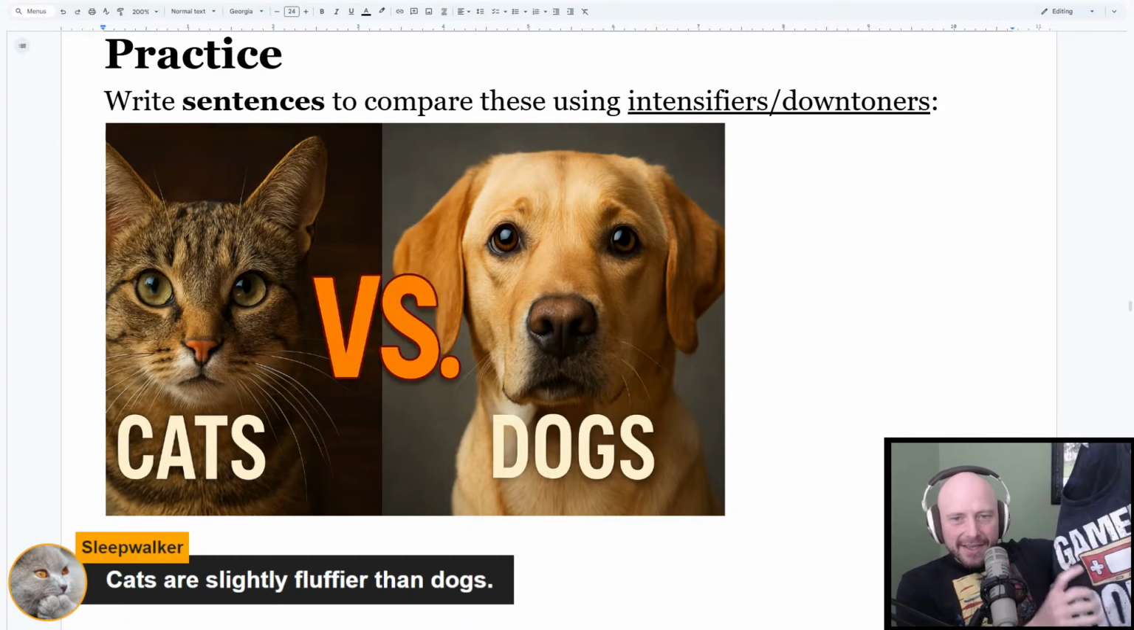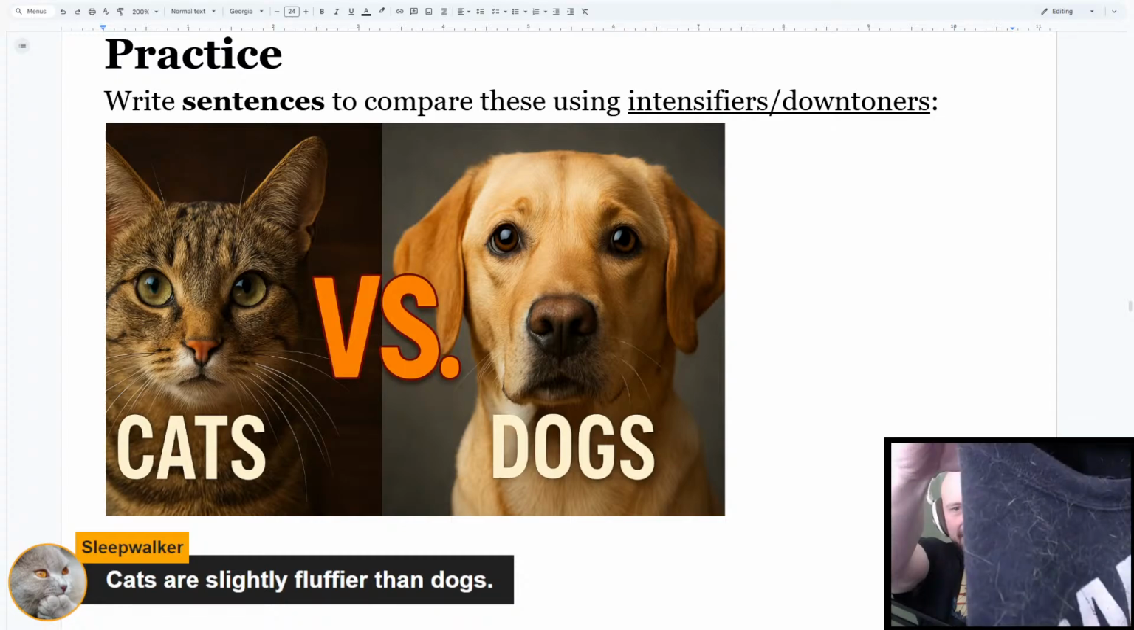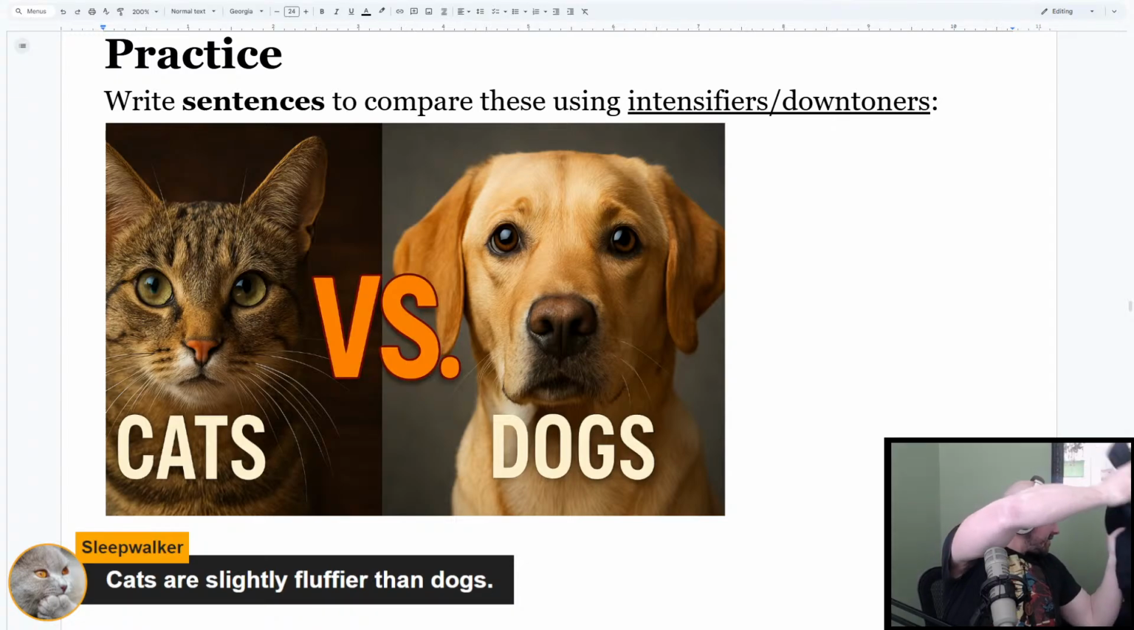I don't know if you can see, but it's covered in hairs. Yeah, you can see that. Welcome to cats.